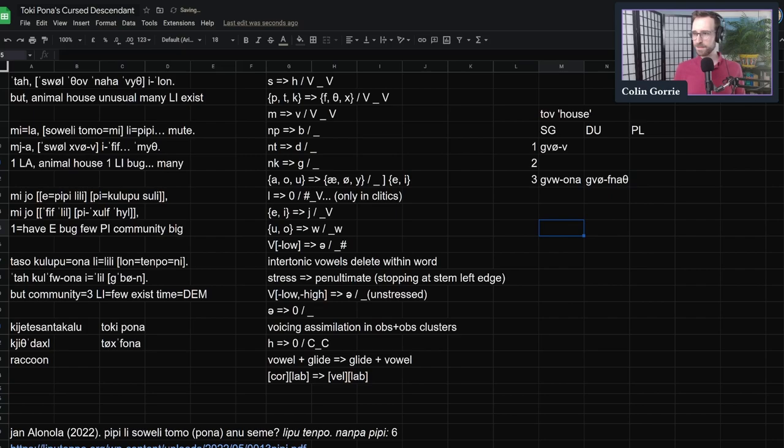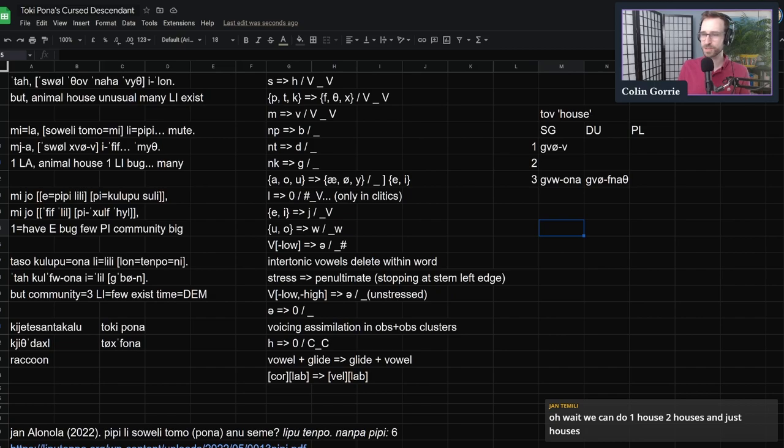All right. We can also do the dual and plural for house itself, which we should probably do, and how all these interact. But for now, we're pluralizing the house owners. So this is a singular house owned by many people. Yes, Jan Tamerly. So let's continue. Let's do our second person.